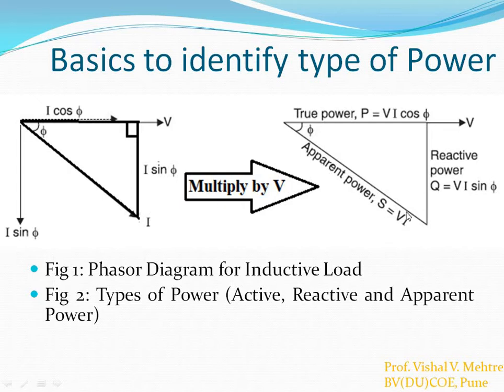So V into I represents the apparent power, VI sin phi represents the reactive power, and VI cos phi represents the true power, also called the active power. These powers are not only applicable to the inductive circuit; the same types of power can also be calculated considering the capacitive circuit. So let us understand what active power, apparent power and reactive power are.